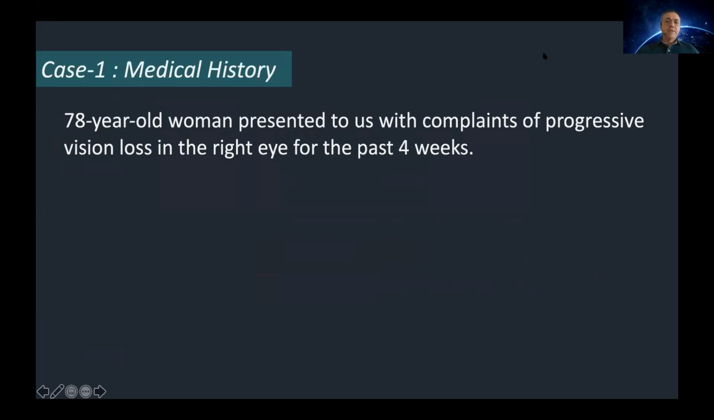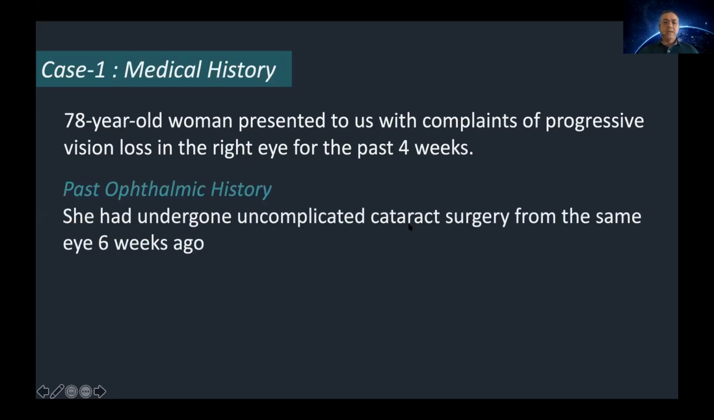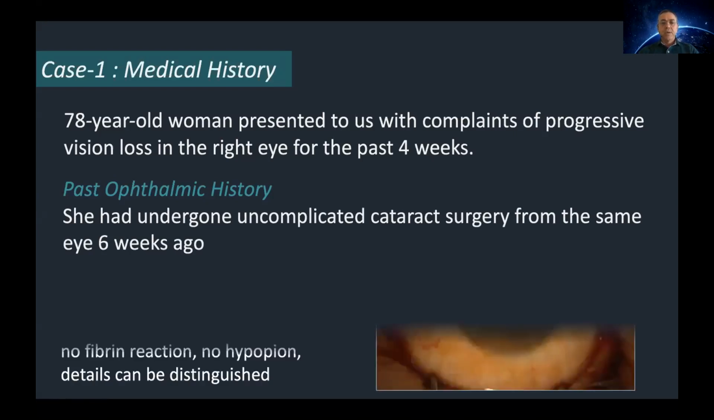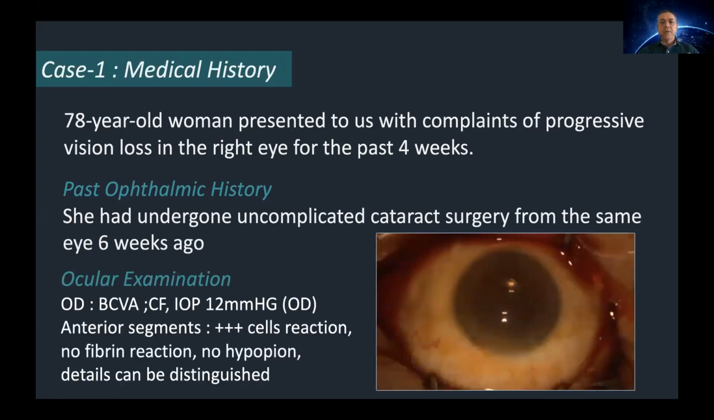The first case: a 78-year-old woman presented to us with complaints of progressive visual loss in the right eye for the past 4 weeks. She had undergone uncomplicated cataract surgery in the same eye 6 weeks ago. The complaints started 2 weeks after the surgery, with progressive vision loss and a progressively worsening clinical picture.